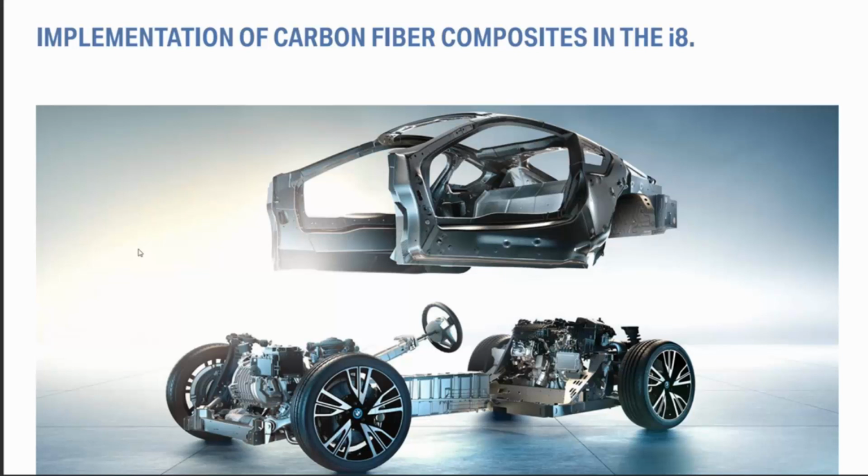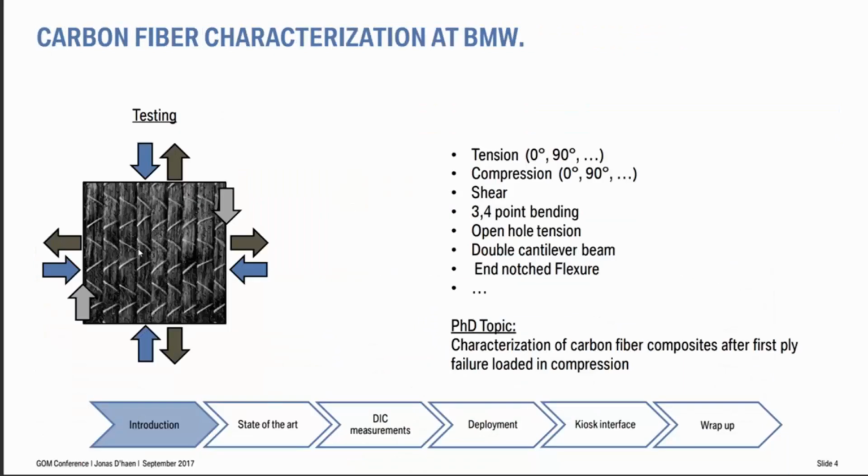The components or materials being considered are used for the model i8, an electric vehicle where lightweight is crucial. So they are going for carbon fiber materials, and of course those materials require constant material testing in different ways: tension, compression, shear, 3-point bending, 4-point bending, and so on. The purpose is most of all to fill a material card and a material database for the right material selection then in the design phase.